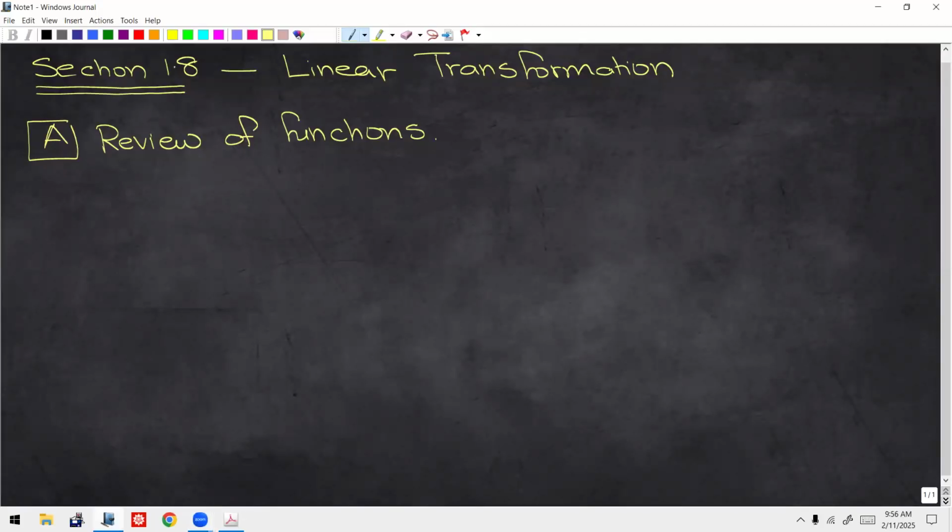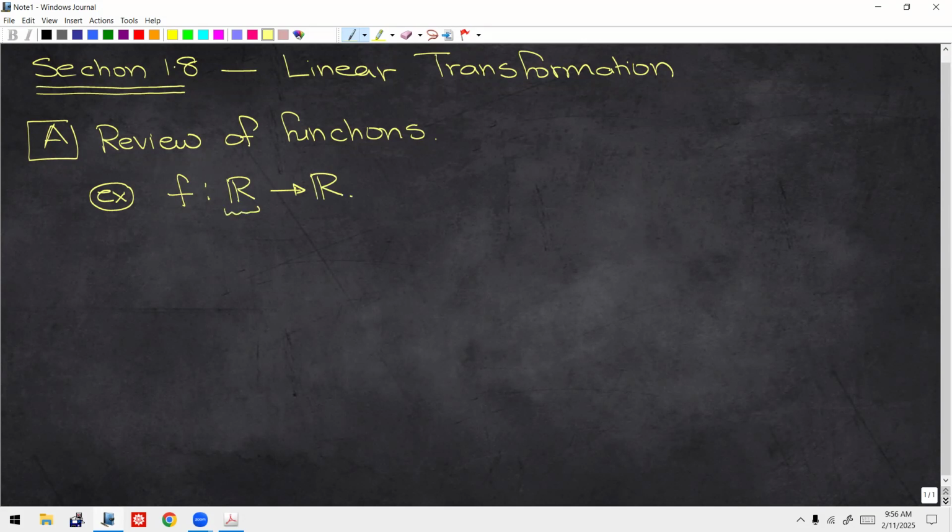In section 1.8, we're going to talk about linear transformation. But before we get started, let's quickly review functions that we first came across in an algebra class, okay? So let's say that I have a function like this. It's defined as f from R to R. So first of all, before we go any further, what does this mean?